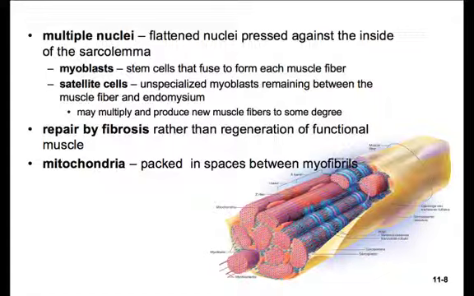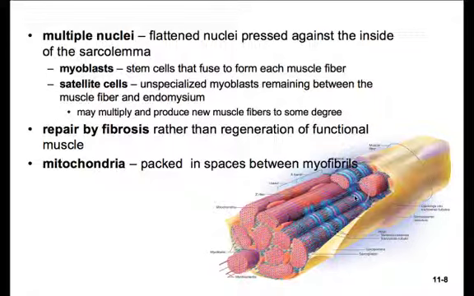This condition results from their embryonic development, in which several stem cells or myoblasts fuse together to form one fiber. Some of the myoblasts remain unspecialized. They're called satellite cells, and they remain between the muscle fiber and the endomysium. When the muscle's injured, these satellite cells can multiply and produce new muscle fibers, only to some degree.